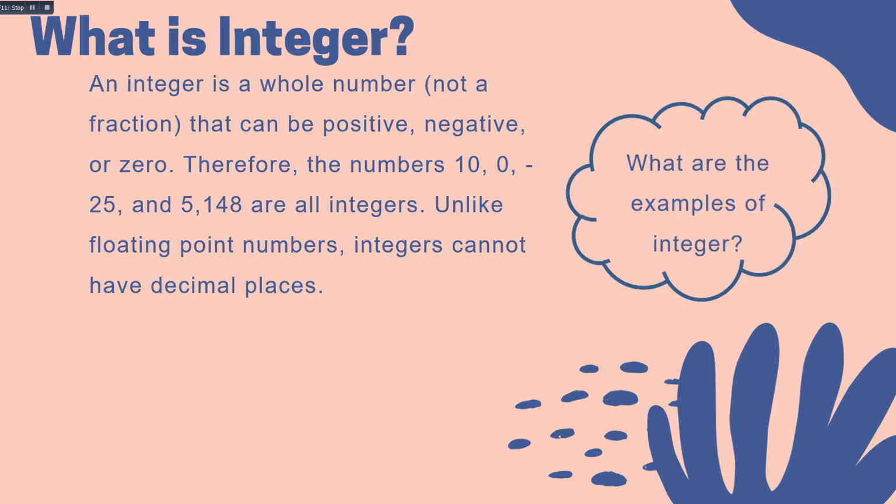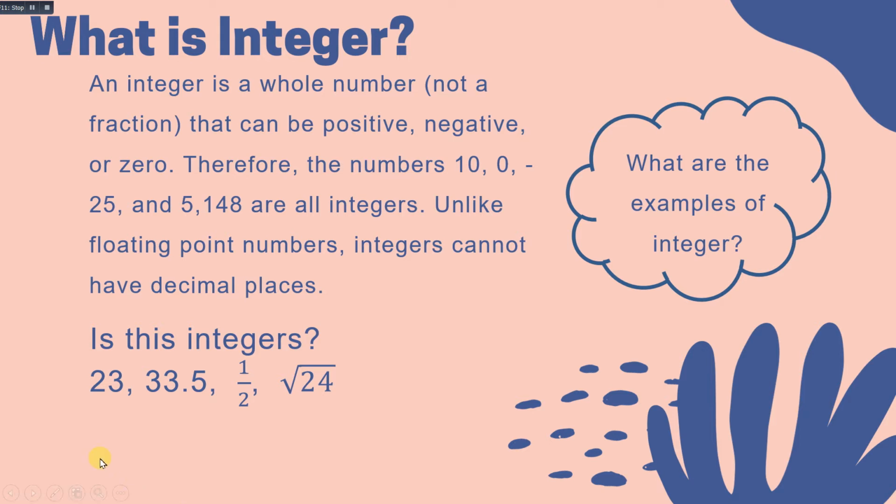What are examples of integers? Is the following number an example of an integer? 23, 33.5, one half, and square root of 24. What do you think? The only integer here in this example is the number 23, or positive 23. Examples are 23, negative 23, positive 9, and it includes 0.